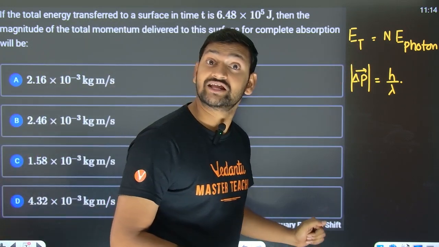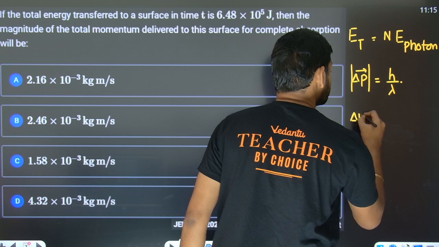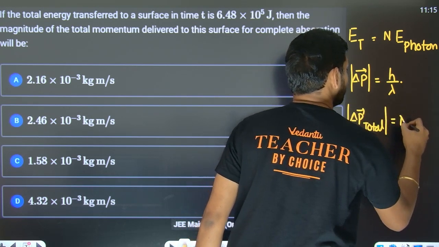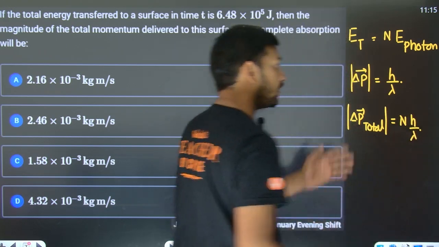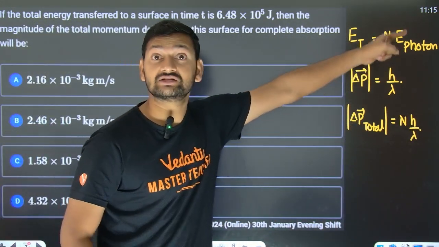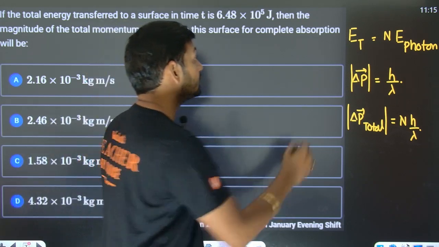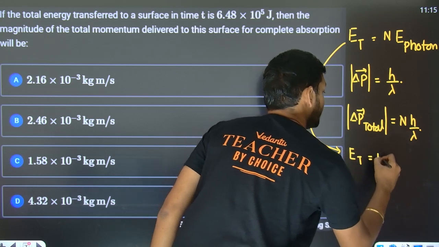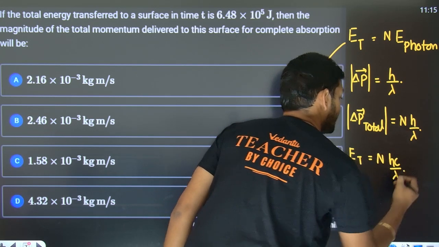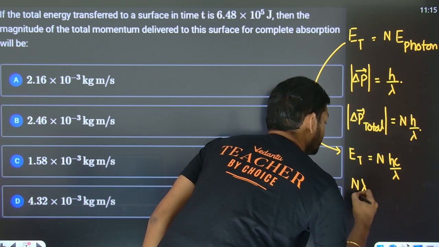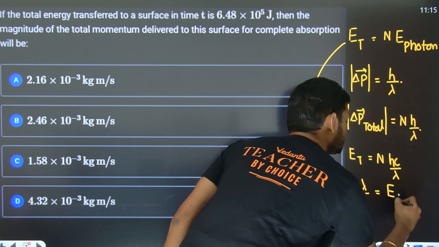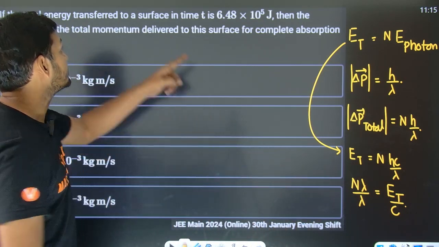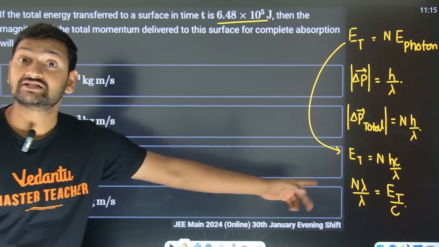But we have n photons striking, right? So the total change in momentum is going to be n times h by lambda. So how do we get n times h by lambda from the given information? Energy of a photon is what? hc by lambda. So when I take this, the total energy is going to be n into hc by lambda. So n into h by lambda can be written as the total energy, whatever they have given, divided by c.